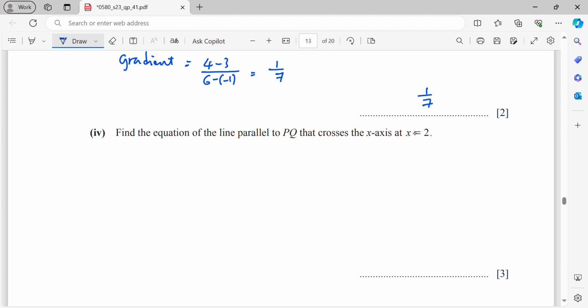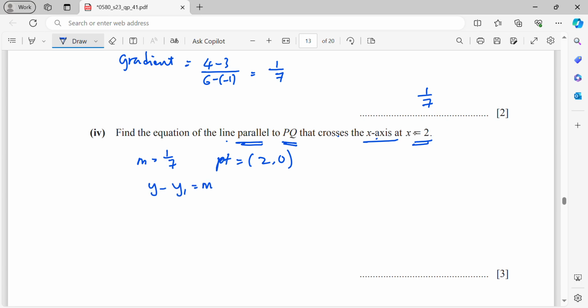Now part 4. Find the equation of the line parallel to PQ. Because of parallel, it means the same gradient. So m equals 1 over 7. That crosses the x-axis at x equals 2. Alright. So crossing the x-axis at x equals 2 means the point with coordinates 2, 0. So now use the formula.